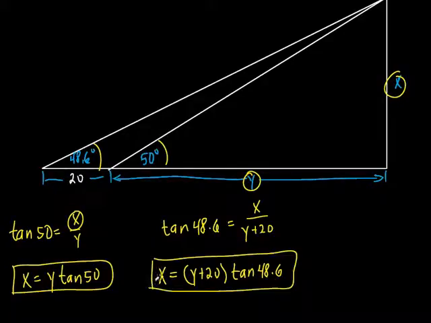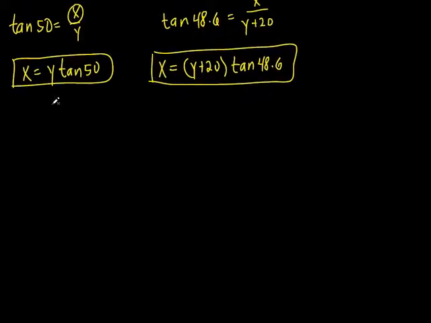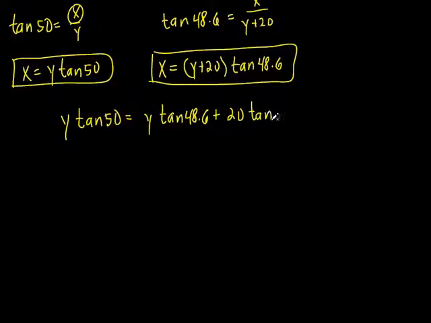So I like to put them in a box so you can really see what's going on. If they're both equal to x, they're both equal to each other. So we go y times the tangent of 50 equals, I'll tell you what, let's just distribute right now. Is that all right? Save us a step. So we distribute. It's going to be y times the tangent of 48.6 plus 20 times the tangent of 48.6. All I did was distribute, and I got this.